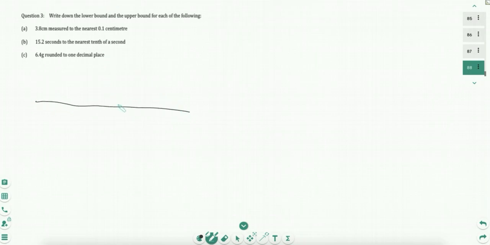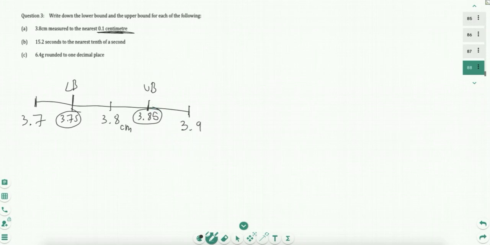So 3.8 centimeters is being rounded to the nearest 0.1 centimeters. So we're going to add 0.1 centimeters to both sides. 3.8 plus 0.1 is 3.9, and 3.7 if we subtract. So the lower bound is the midpoint here, which is 3.75, and the upper bound is the midpoint between 3.8 and 3.9, which is 3.85. Let's do the next one.